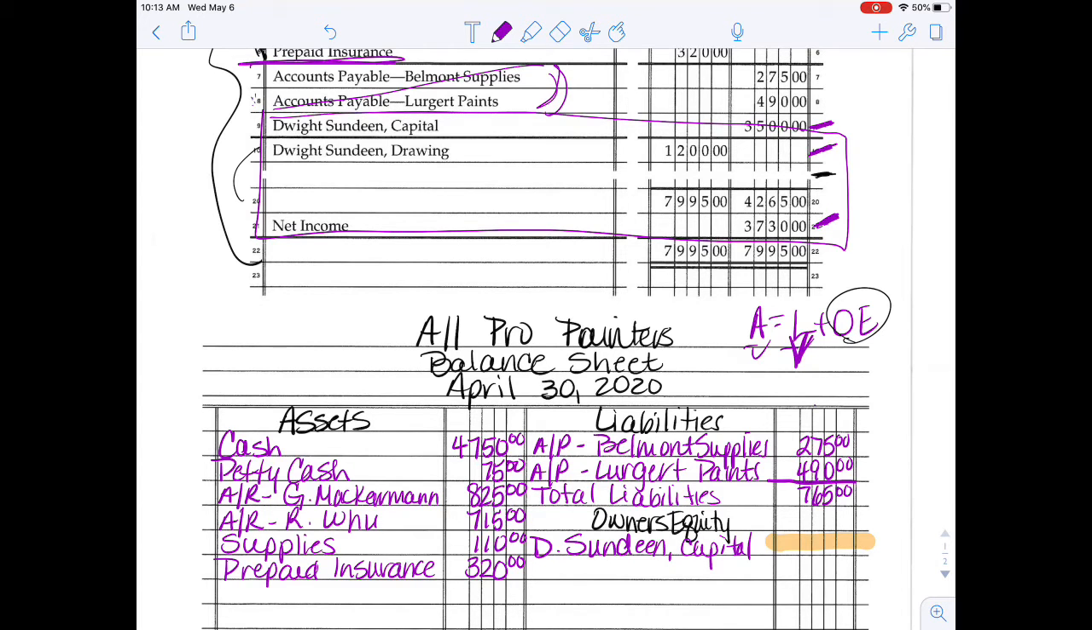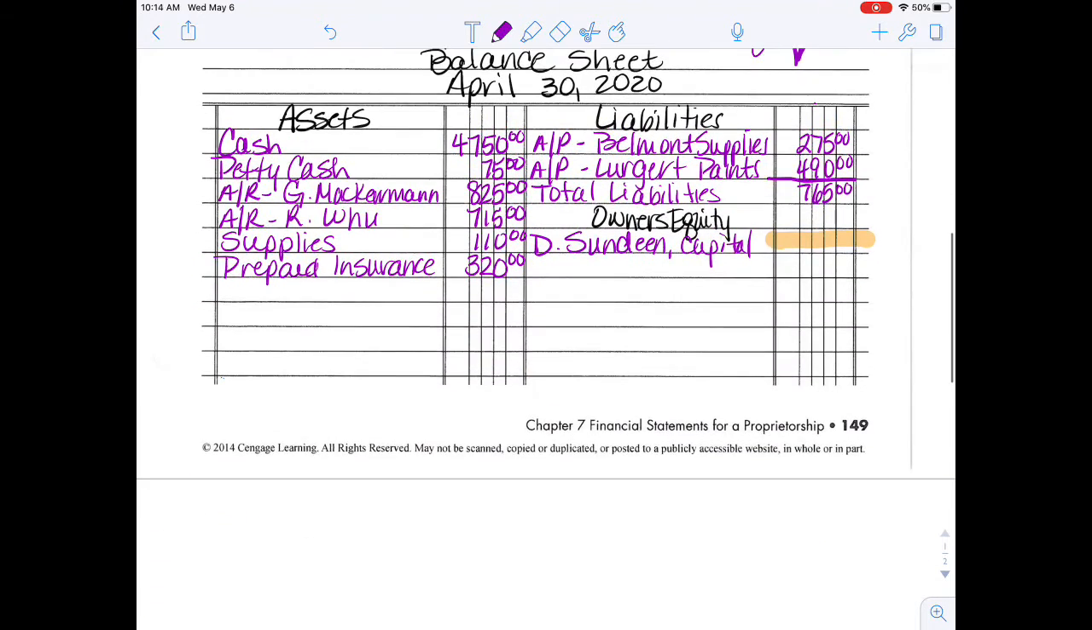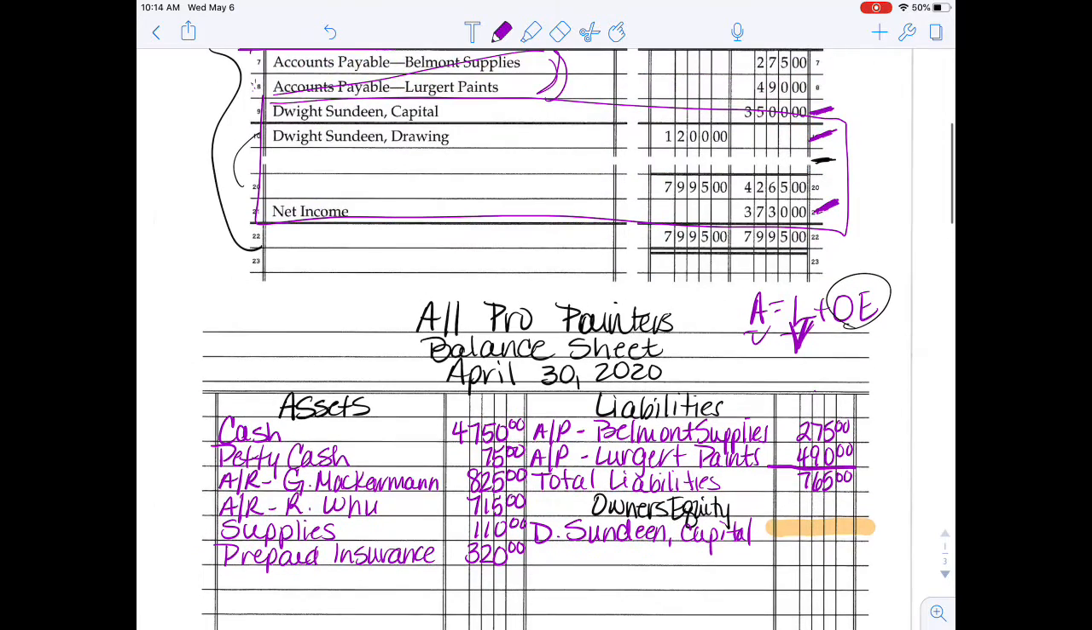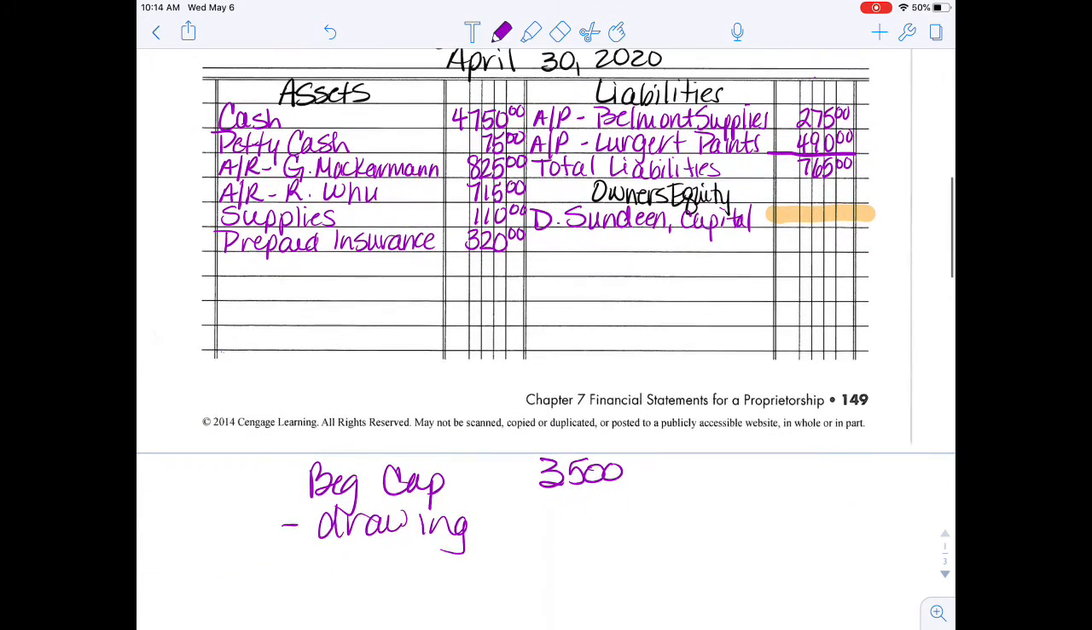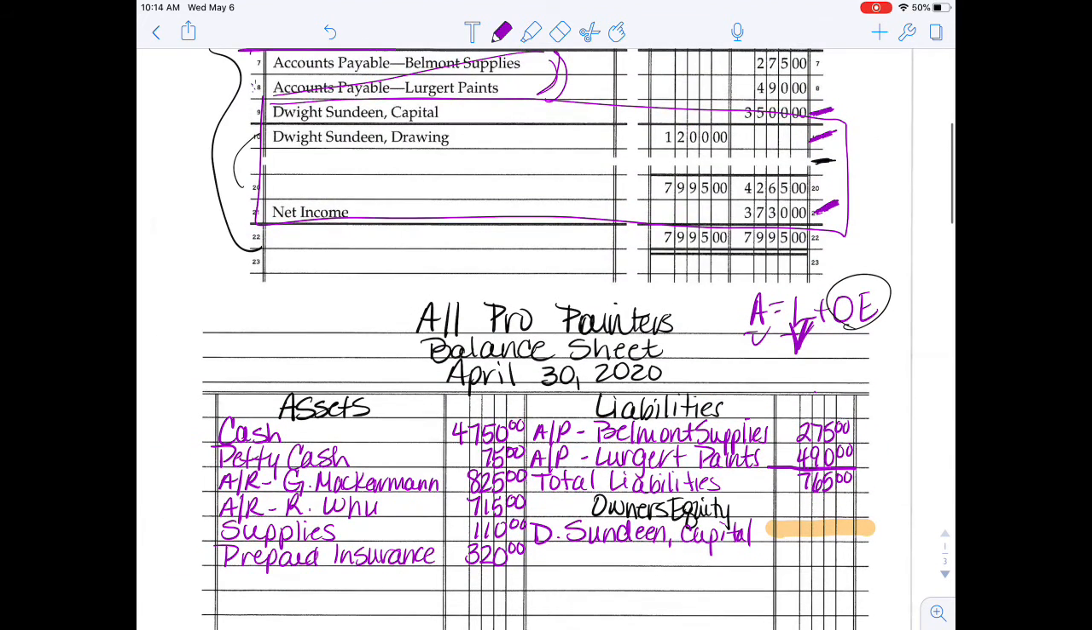So let's do beginning capital is 3,500. But then we withdrew our drawing. We took money out during the month. We took out $1,200. So now I need to subtract that $1,200. If I do that, I get $2,300 is the capital. But we're still not done because that's what they started with.